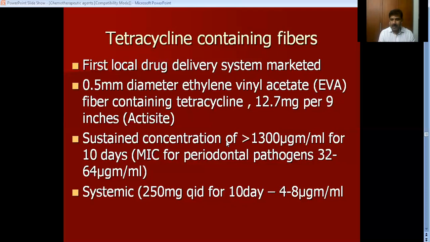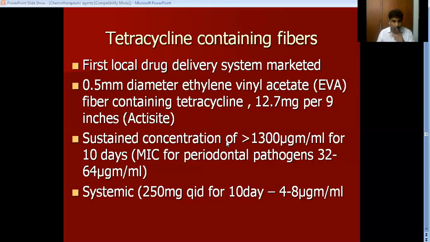And when you look at the MIC, what is MIC? MIC is minimum inhibitory concentration. The MIC for periodontal pathogens is just 32 to 64 microgram. But when you place this active site within the periodontal pocket for a period of 10 days, it is going to give a concentration of more than 1,300. So that is probably multiple times the concentration that is needed.